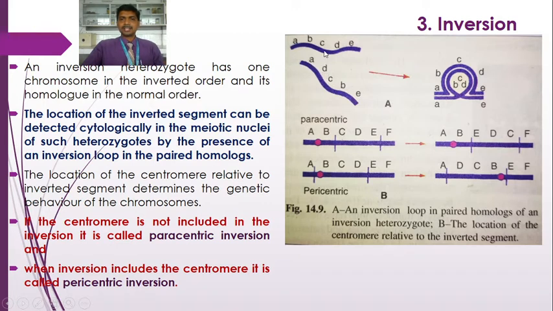Now when these two homologous chromosomes start to pair during the meiotic prophase I, an inversion loop is formed during synapsis, or pairing. The location of the inverted segment can be detected cytologically in the meiotic nuclei of such a heterozygote by the presence of an inversion loop. So here we can see the inversion loop in the paired chromosome.